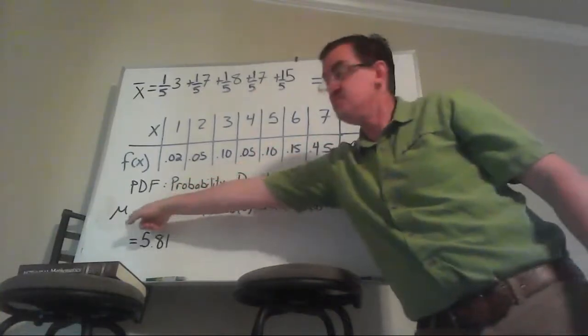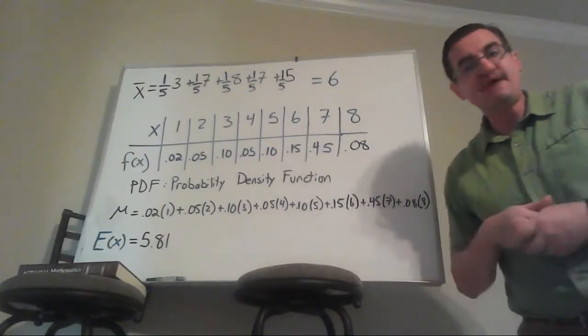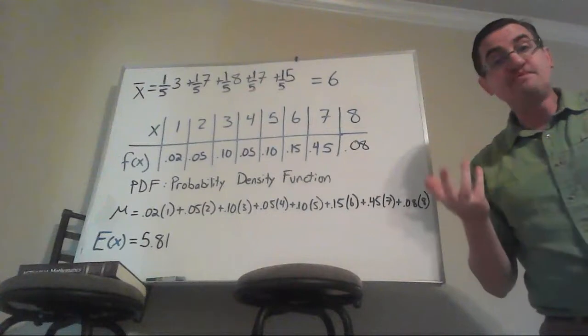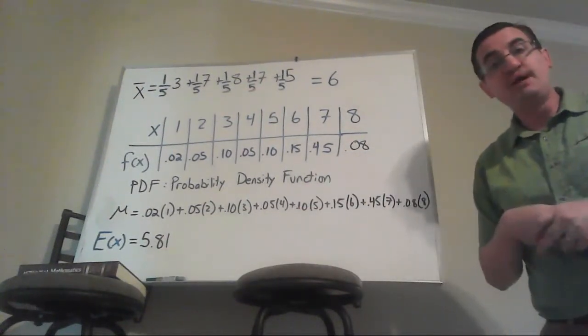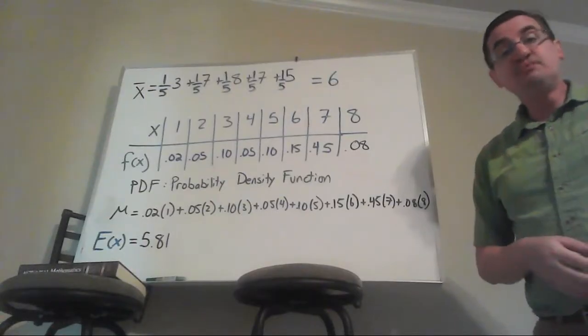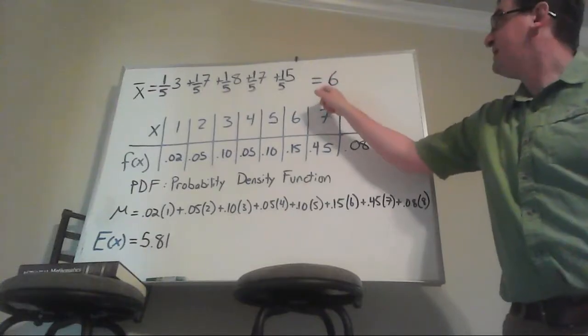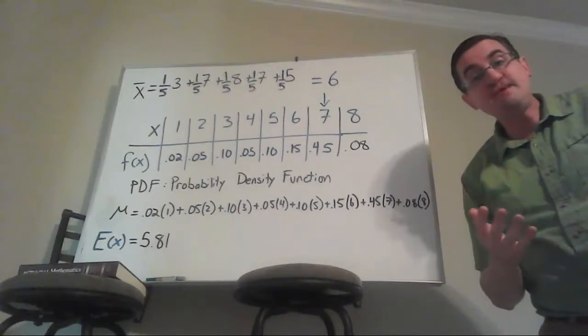So this mu is also sometimes called the expected value of x. In other words, if you were to randomly generate a number from this distribution, we would expect it to be pretty close to 5.81. That's on average. If we were talking about the mode, well, which one is most likely? This one has the highest probability. We can do mode.